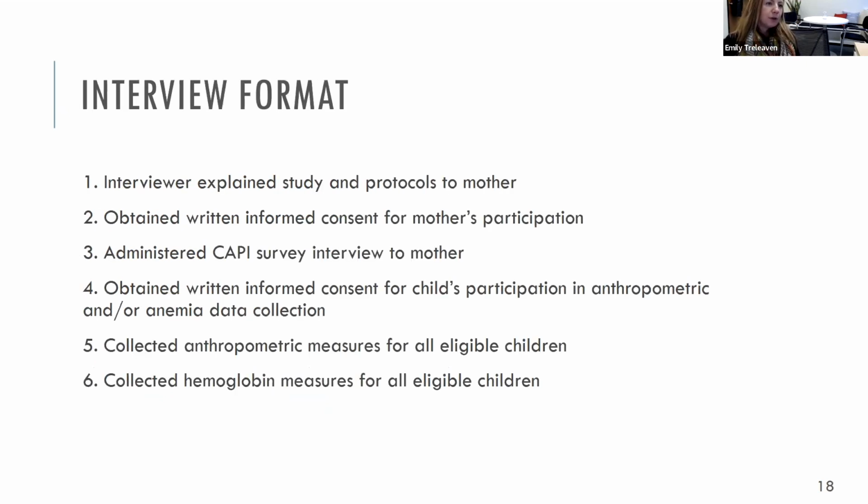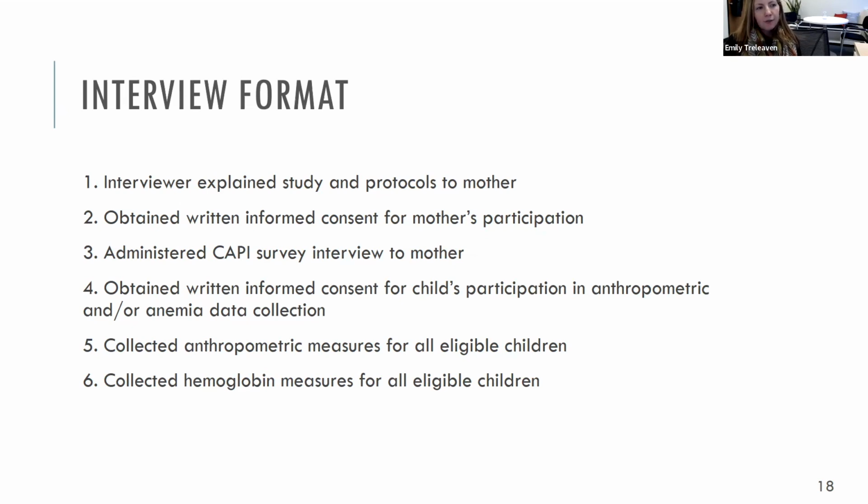The interview, I'll just run briefly through the data collection protocol. So once the study was introduced to a mother, interviewers obtained written informed consent for her participation. They then, using a computer-assisted interview, administered the survey to the mother. So that was the questions about parents' educational attainment, women's work. Mothers obviously provided information about their children's health.